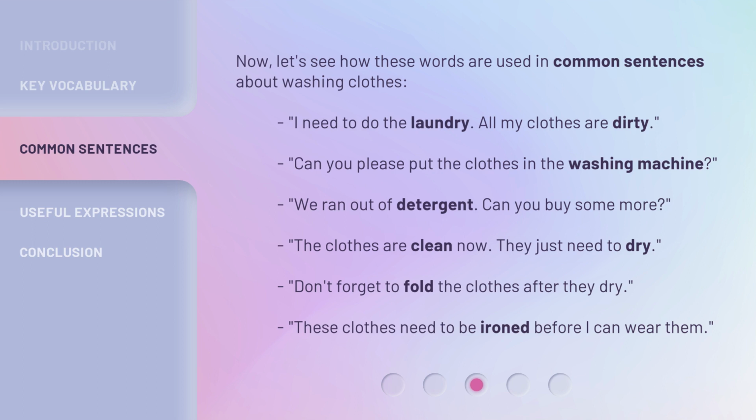The clothes are clean now. They just need to dry. Don't forget to fold the clothes after they dry. These clothes need to be ironed before I can wear them.